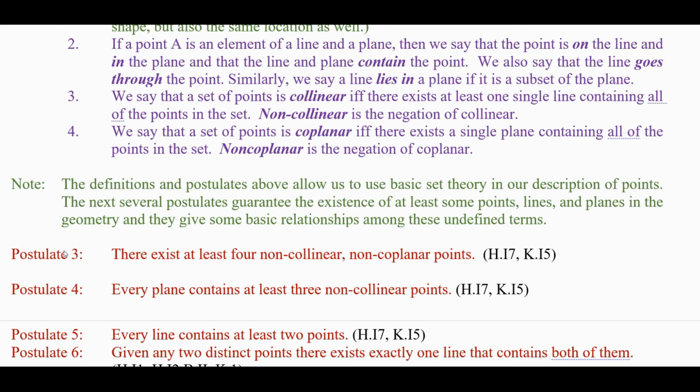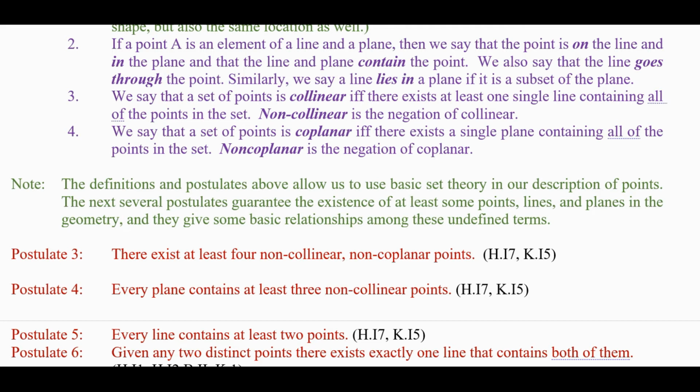So note that the definitions and postulates above allow us to use basic set theory in our description of points, and the next several postulates guarantee the existence of at least some points, lines, and planes in the geometry, and they give some basic relationships among these undefined terms. So postulate 3 says there exist at least 4 non-collinear, non-coplanar points. That's like Hilbert's incidence axiom 7 and K's incidence axiom 5. Postulate 4, every plane contains at least 3 non-collinear points.